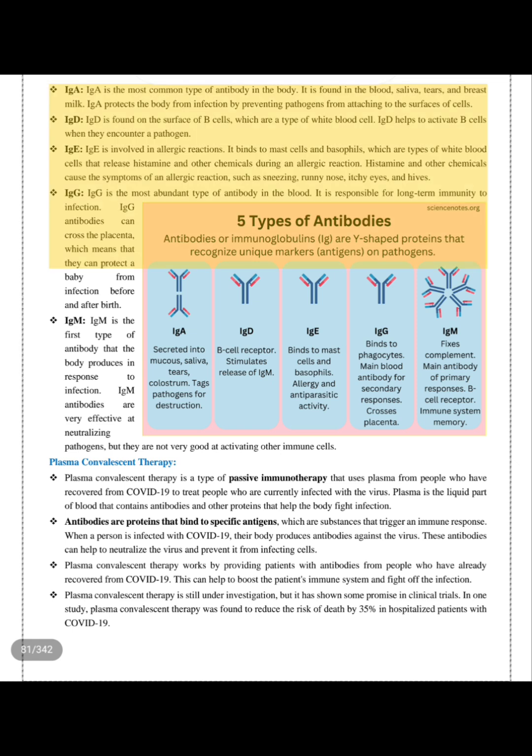IgA. IgA is the most common type of antibody in the body. It is found in the blood, saliva, tears, and breast milk. IgA protects the body from infection by preventing pathogens from attaching to the surfaces of cells. IgD. IgD is found on the surface of B cells, which are a type of white blood cell. IgD helps to activate B cells when they encounter a pathogen.